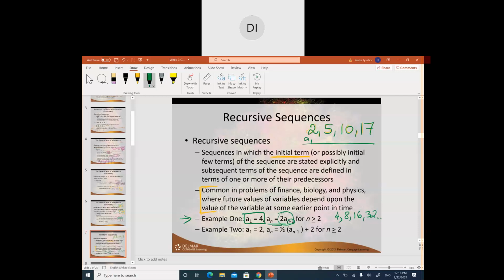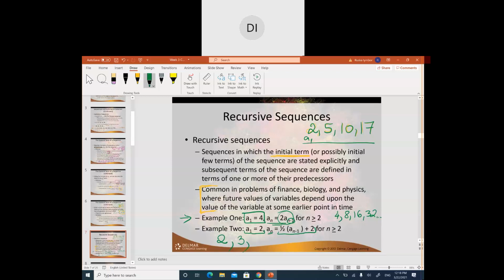again, we have the first term is 2. So it's going to start from 2. And then the formula, a_n, the general term, is 1/2 of the term before plus 2. Okay? So it's going to be half of 2 is what? 1 plus 2 is 3, right? 3. That's right.